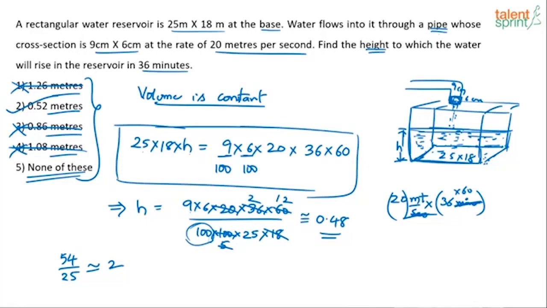Now, don't go by the length of the explanation. I told you it's a simple question, just that one equation that you have to write. L into B into H equals the area of cross section into the rate at which the water is flowing, multiplied by time. You'll get the answer. As simple as that. Simplification may take time depending on the numbers there, but how much time it takes depends on your ability to work on those numbers.